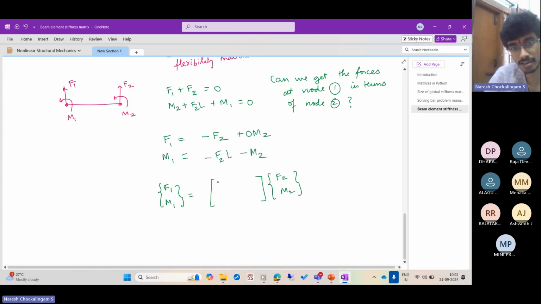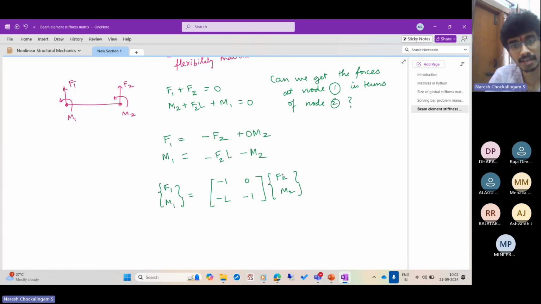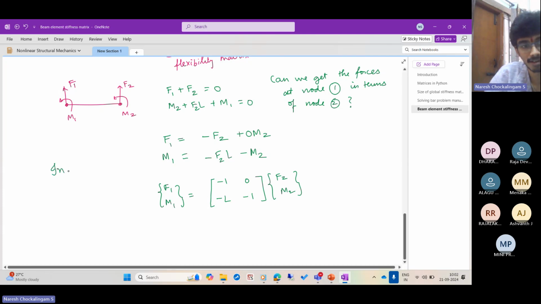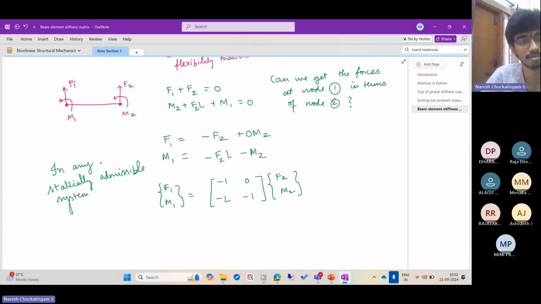So the coefficients of this are minus 1, 0, minus L, minus 1. So yeah, it's not minus 1, it's minus L. So what this says is that once you get in any statically admissible system, the displacement can be anything, but statically admissible means the forces are in equilibrium, right? Statically admissible means it obeys the static equations of equilibrium.